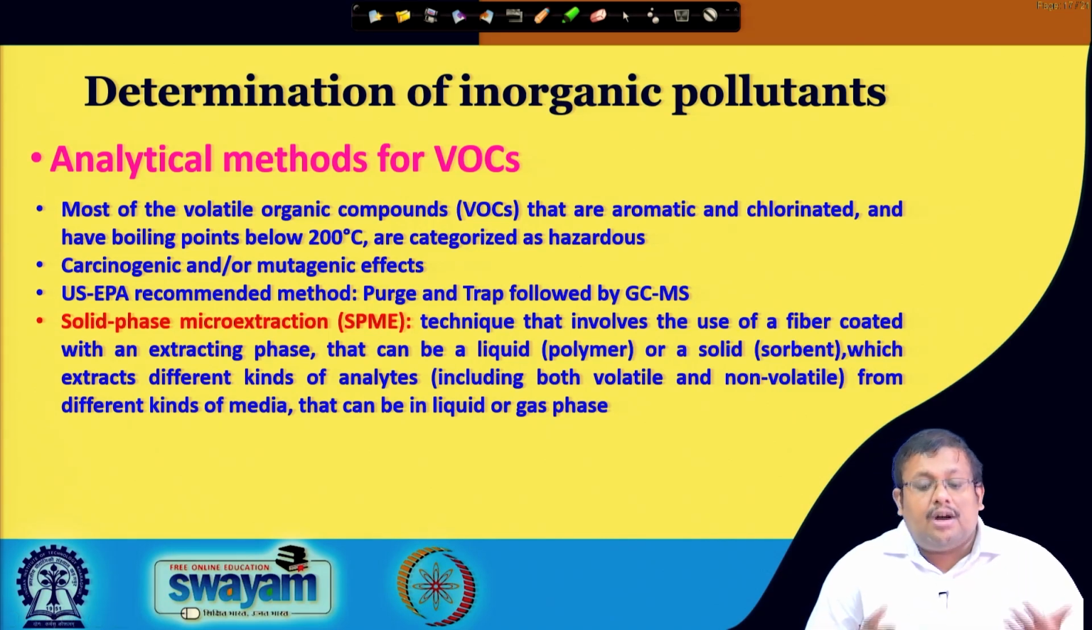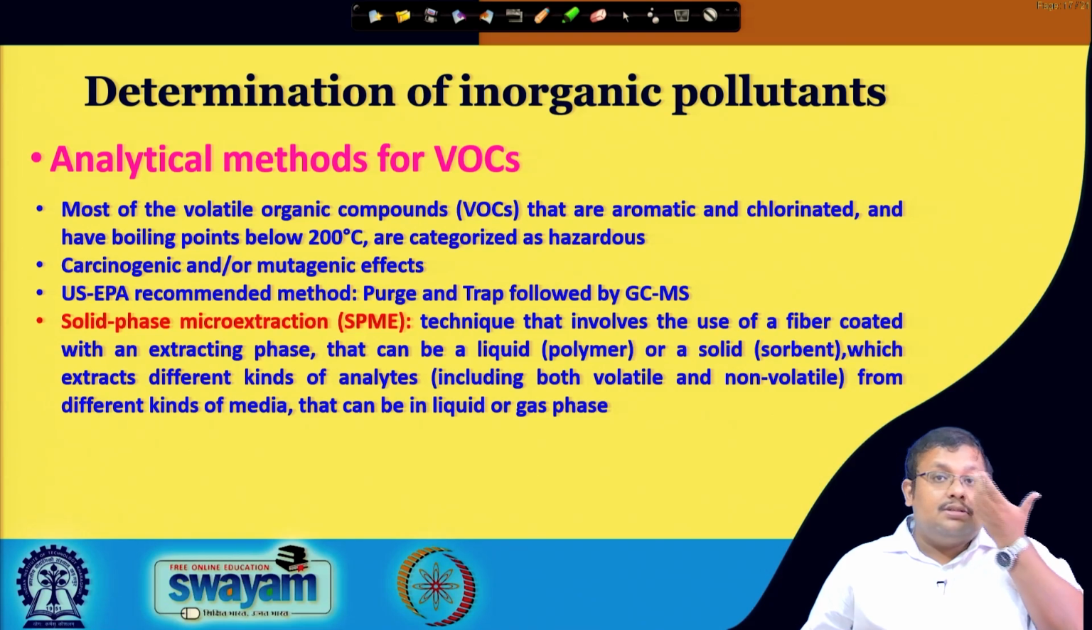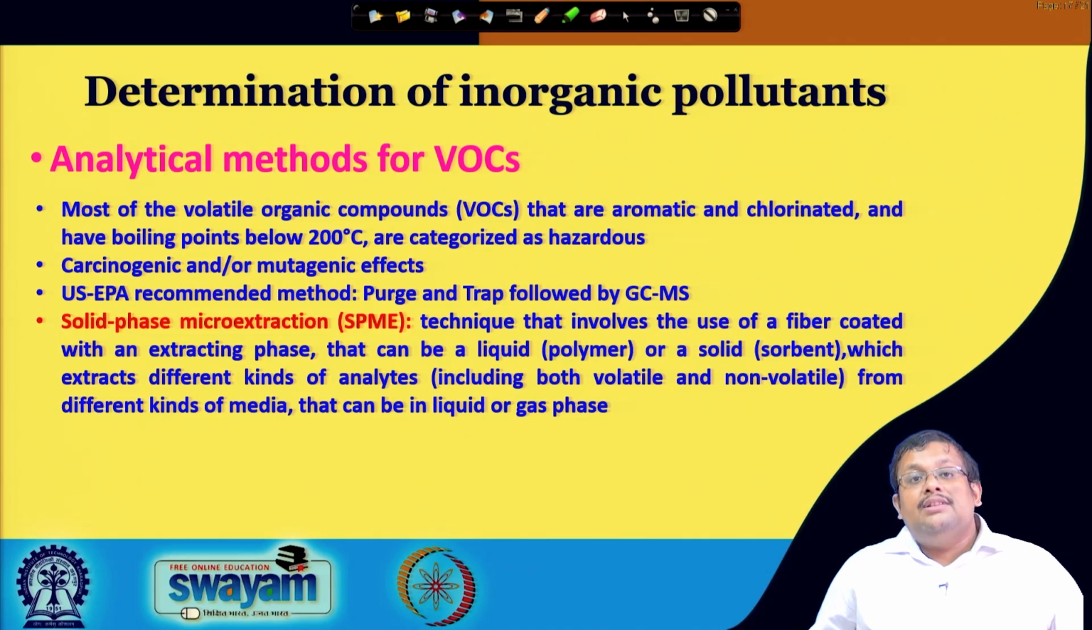Now, analytical instruments for volatile organic compounds. These volatile organic compounds are both aromatic and chlorinated and have boiling points below 200 degrees centigrade, and are categorized as hazardous. There are different methods for analyzing them. They are carcinogenic. US EPA recommended methods are purge and trap followed by the GC-MS technique.